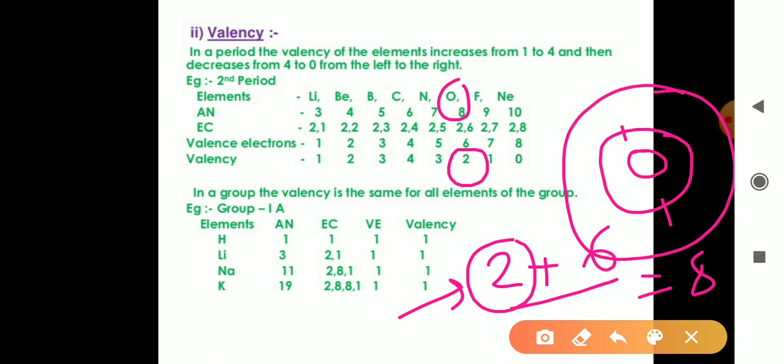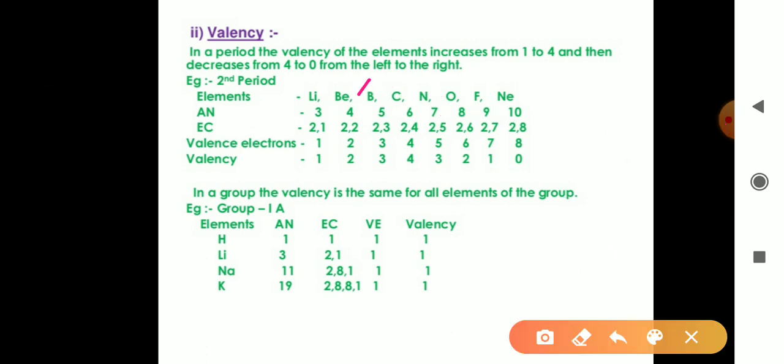Then if electrons needed are less than 4, then it accepts electrons. But if the requirement is more, then instead of accepting electrons, it donates electrons. Now see the example here, example of boron.